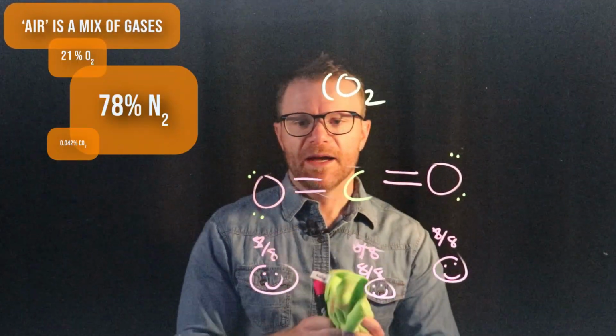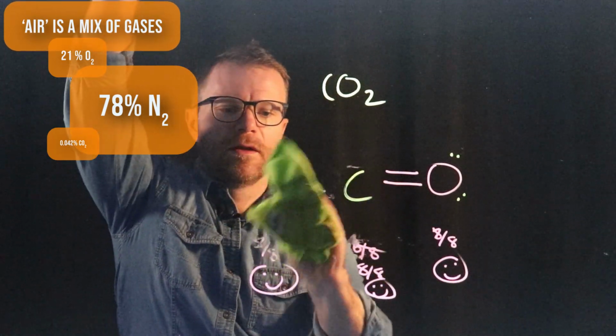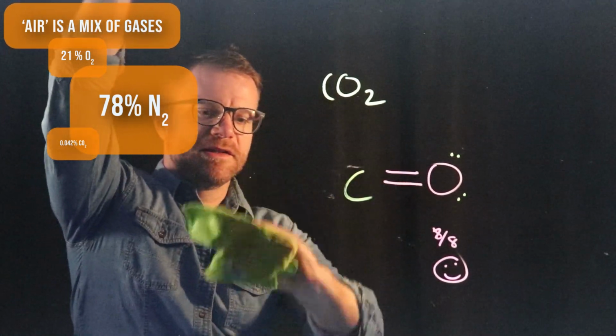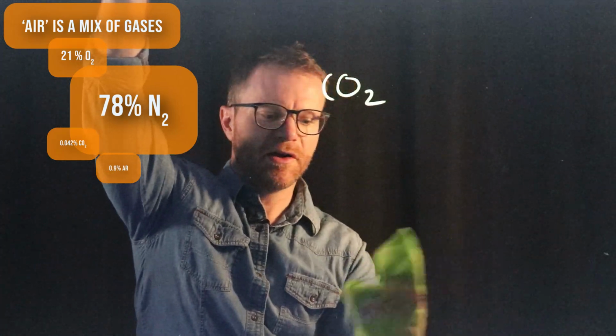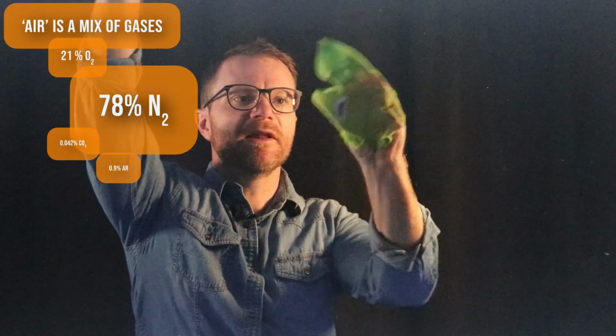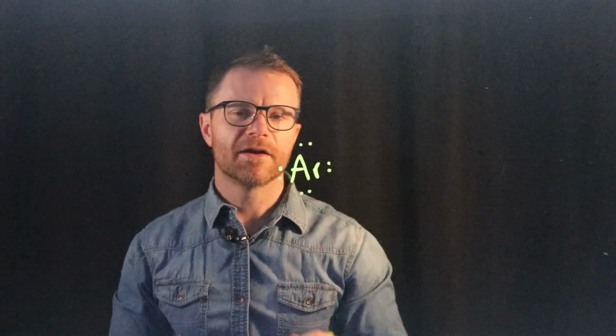The other thing in the atmosphere is argon. Let's take a look at that argon and see if it's a double bond, or single bond, or a triple bond, or anything like that. So here's our argon. It's a noble gas. 8 out of 8 valence electrons. Is it going to be bonded to another argon over here?